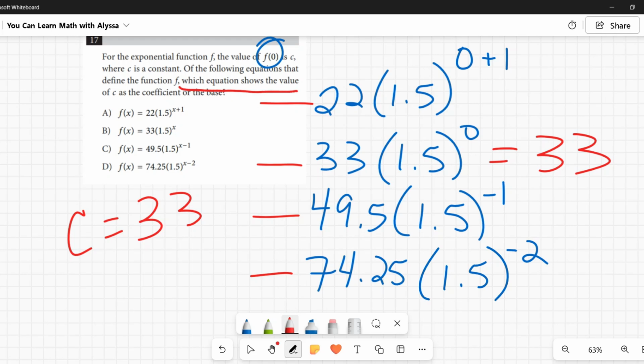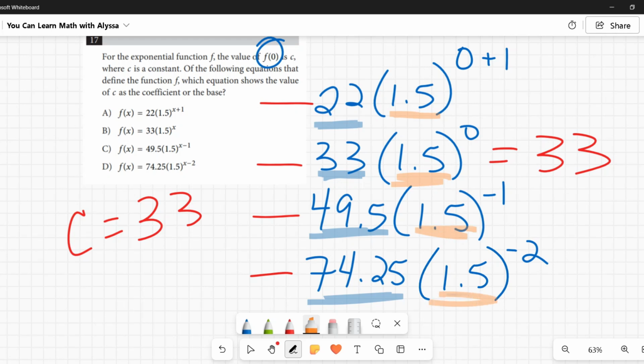Which equation shows the value of c as the coefficient or the base? The coefficient on all of these is the number that's out here that's multiplying by the number that's going to the power. And what is the number that goes to the power? That is the base. So each of these has 1.5 as the base of its little exponential. And then it has a coefficient out front. For A, the coefficient is 22, B, it's 33, etc.